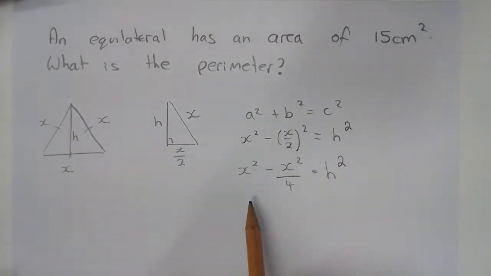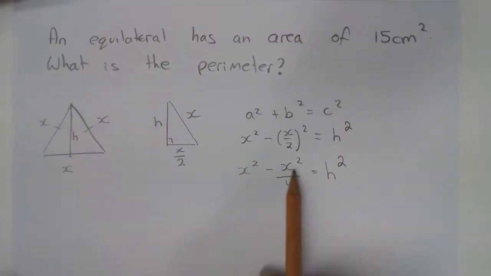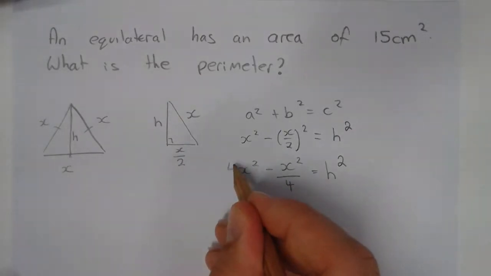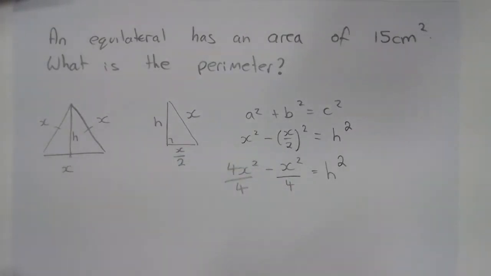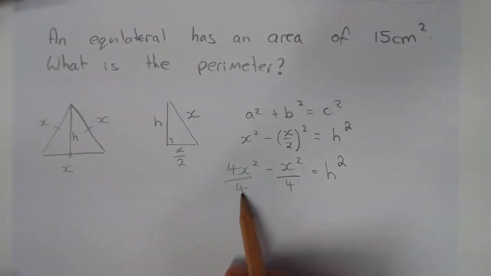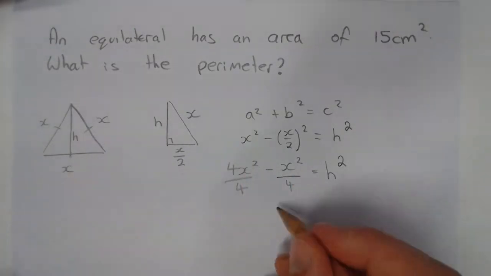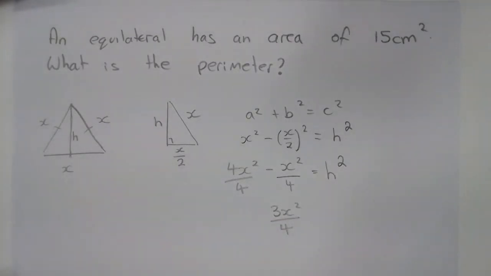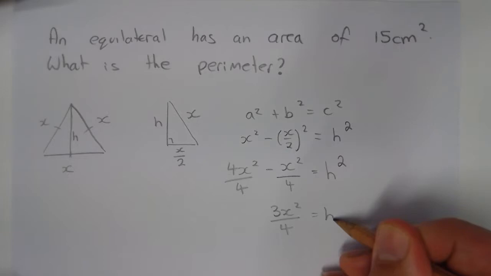Now what I want to do here is simplify this into one term because it's currently two terms. So if I times that by 4 over 4 there, 4 lots of x squared over 4 minus 1 lot of x squared over 4 must be 3 lots of x squared over 4. So what I did is I times that 4 by the top and bottom, it's still the same value as x squared. Now that must equal h squared.